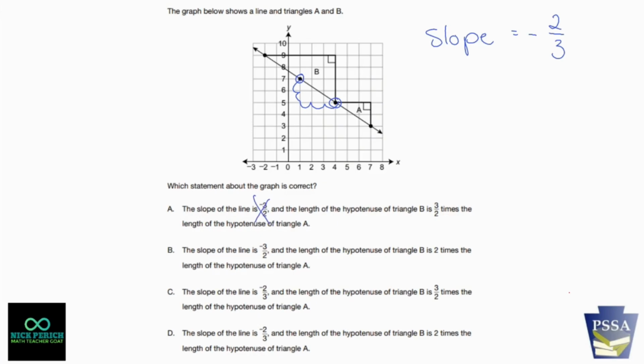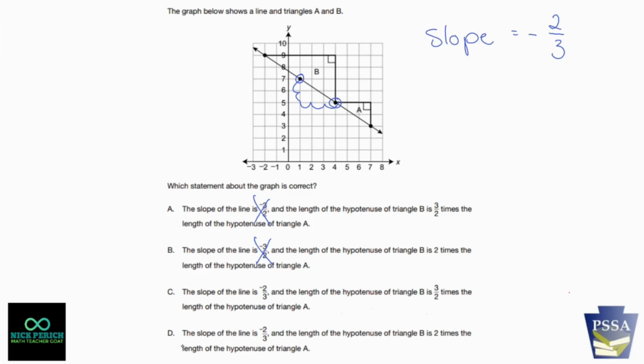Now the options are either negative 3 over 2 or negative 2 over 3. Now it's a toss-up. Now it's talking about comparing the hypotenuse length. So it's either going to be 3 over 2 times bigger or 2 times bigger.